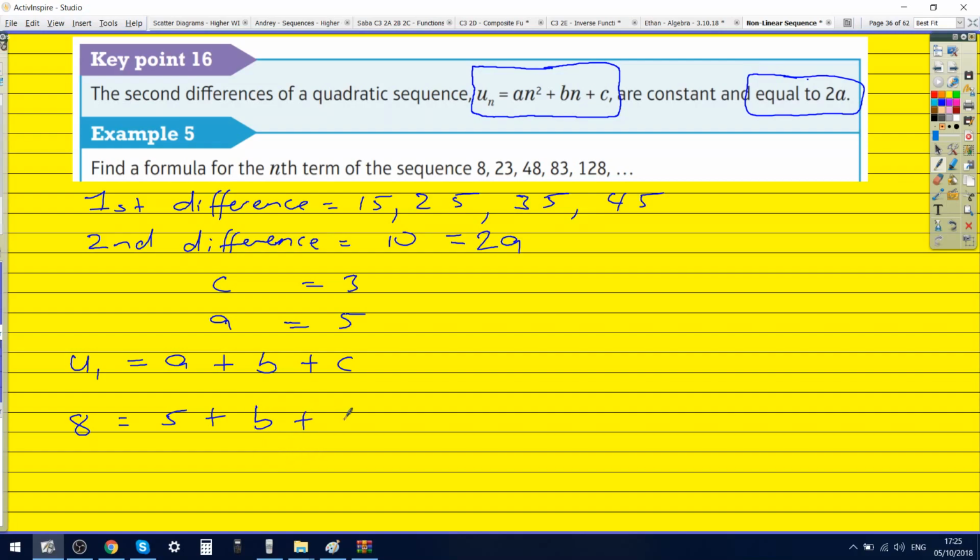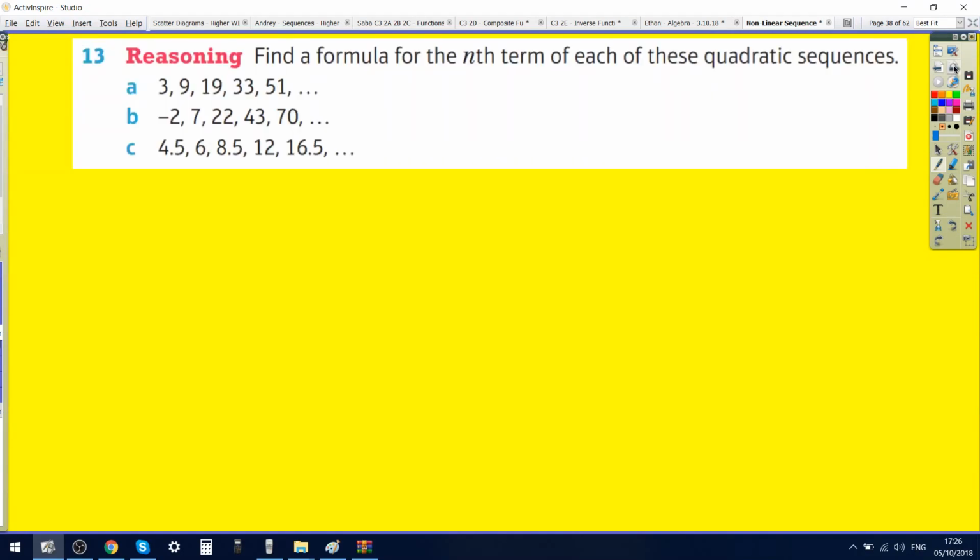And so what is our final answer for the nth term? The final answer is Un equals 5n squared plus 0, plus 3. That's it. And you can always write it without the 0n: 5n squared plus 3. Yeah. Well done. Any questions there?